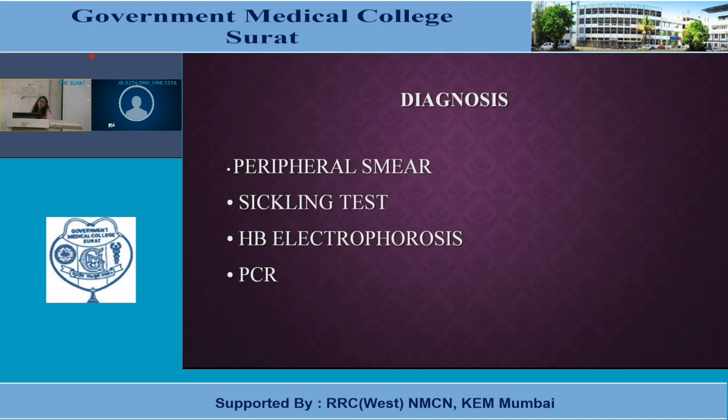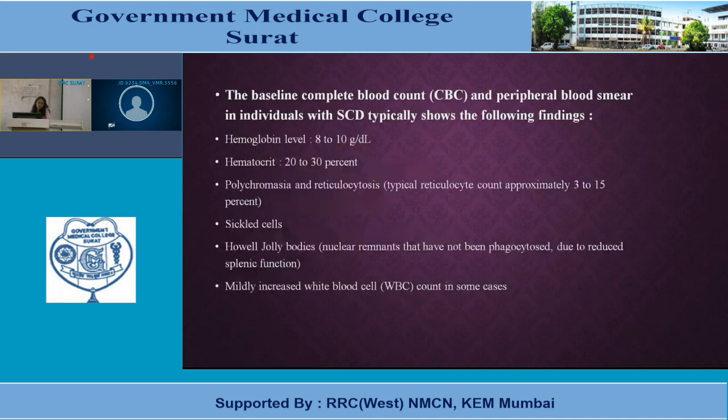Okay. First, CBC, peripheral smear. The baseline complete blood count and peripheral blood smear in individuals with sickle cell disease typically show the following findings. First, hemoglobin level 8 to 10 grams per deciliter. Hematocrit is 20 to 30%. Polychromasia and reticulocytosis. Typical reticulocyte count approximately 3 to 15%. Sickle cells, Howell-Jolly bodies, nuclear remnants that have not been phagocytosed due to reduced splenic function.